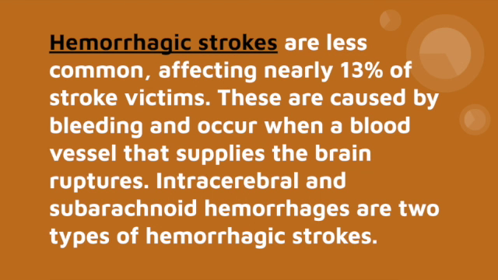Intracerebral and subarachnoid hemorrhages are two types of hemorrhagic strokes. The intracerebral hemorrhage bleeding is from the blood vessels within the brain, while subarachnoid hemorrhage is bleeding in the subarachnoid space, the space between the brain and the membranes that cover the brain.